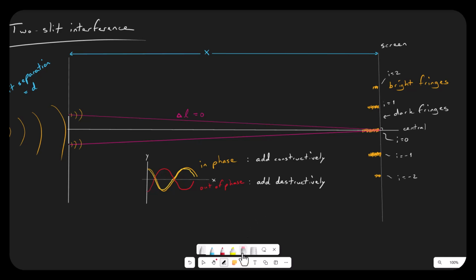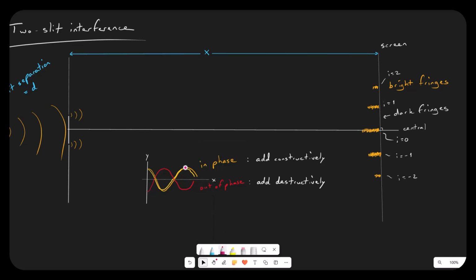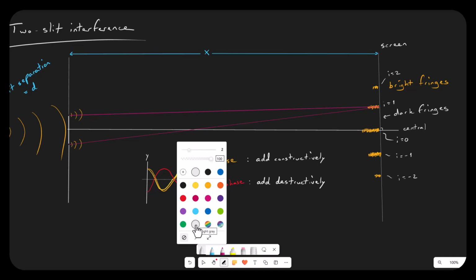But that's not always the spot that I'm looking at. I want to look at a couple other spots too. So let's see what happens with this first bright fringe. With this first bright fringe, I've got these two lines going on, and I'm just going to draw a line from here to here through the center of this thing. It's going to be helpful later.